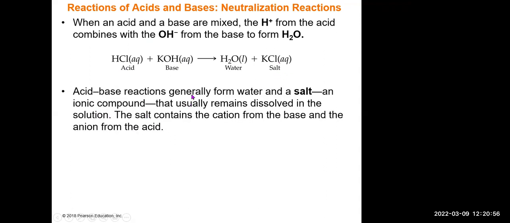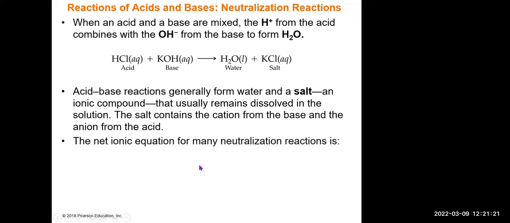Acid-base reactions generally form water and salt. An ionic compound called the salt usually remains dissolved in the solution. The salt contains the cation from the base and the anion from the acid. So in this salt, K is the cation that comes from the base, and Cl is the anion that comes from the acid. The net ionic equation for many neutralization reactions is H plus aqueous plus OH negative aqueous producing H2O liquid.